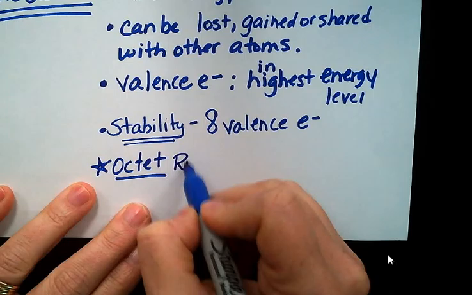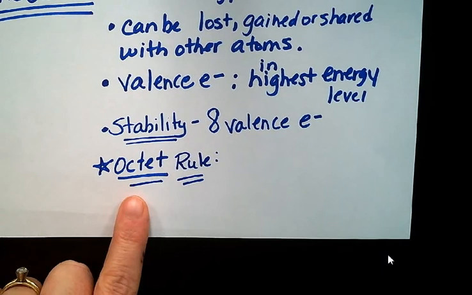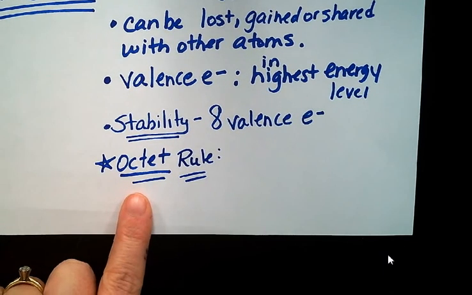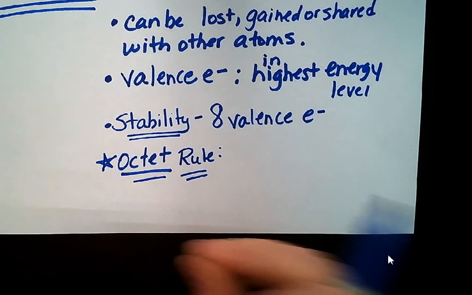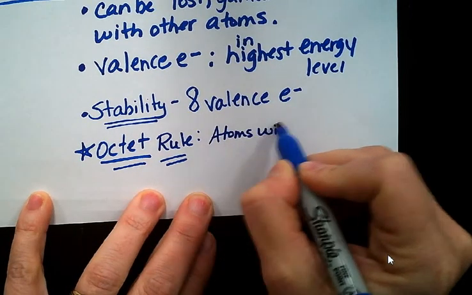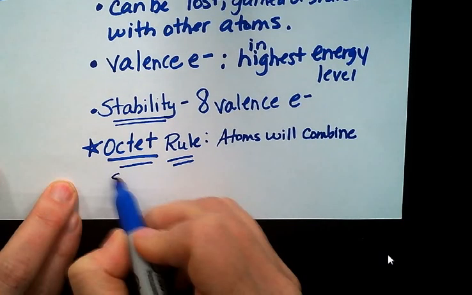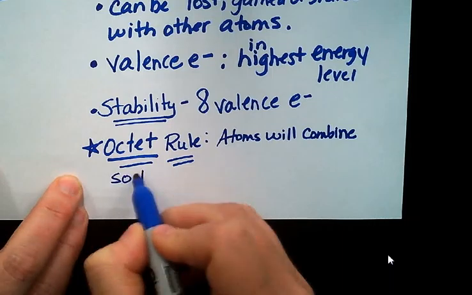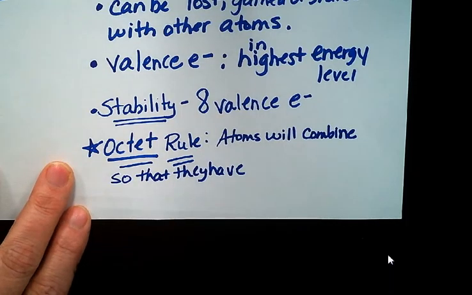So the octet rule, what do you think it means? Octet. 8, right? It has something to do with 8, like an octagon has 8 sides, so that root word is in there. So what that means is that elements or atoms will combine so that they have, what do you think is going to finish that out? They have 8 what? Electrons. What type of electrons? Valence electrons. So they have 8 valence electrons.